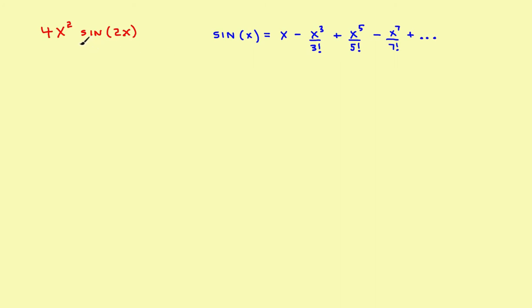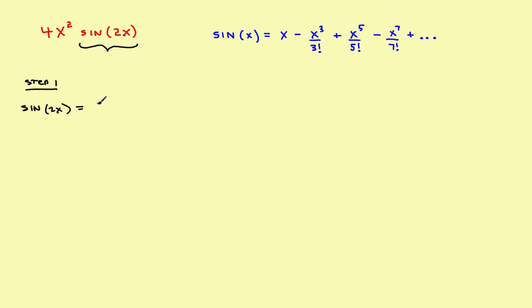Now the difference is this. We have the sine of 2x, not just the sine of x. So this is kind of a two-step process. Step 1 will be to find the sine of 2x. And we've done this in previous videos. This is just using substitution. All you have to do is everywhere you have an x, replace it with a 2x.